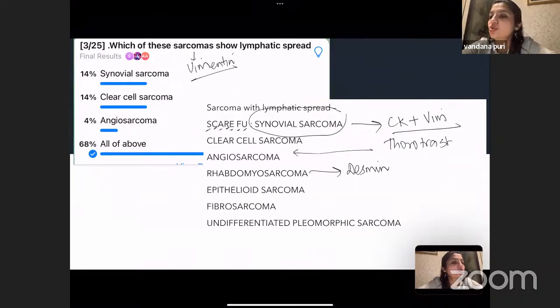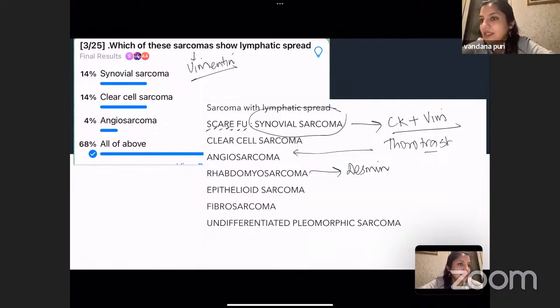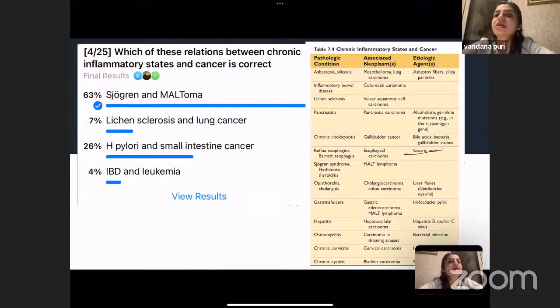Okay, sorry, Thorotrast, which is a radio contrast dye, typically causes angiosarcoma. So that's another thing that you all have to remember. Now, which of these relations between chronic inflammation and cancer is correct? This is again a very important table from Robbins, Table 7.4, which is very important.